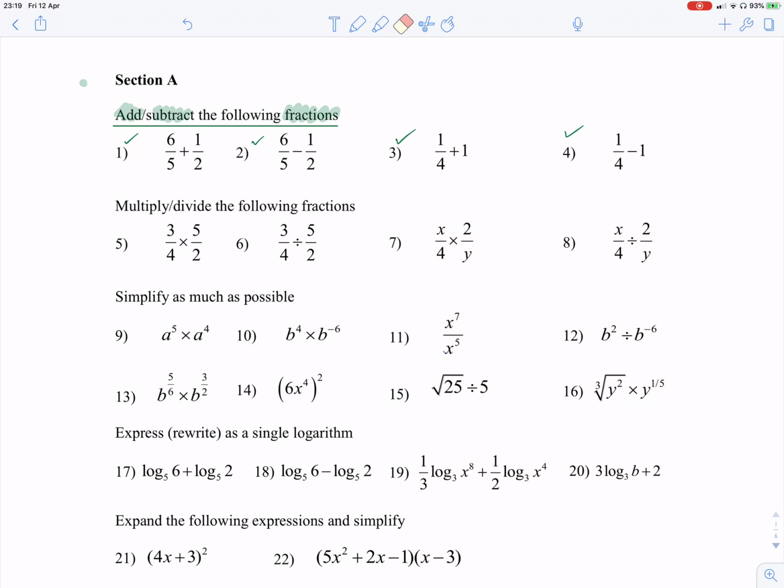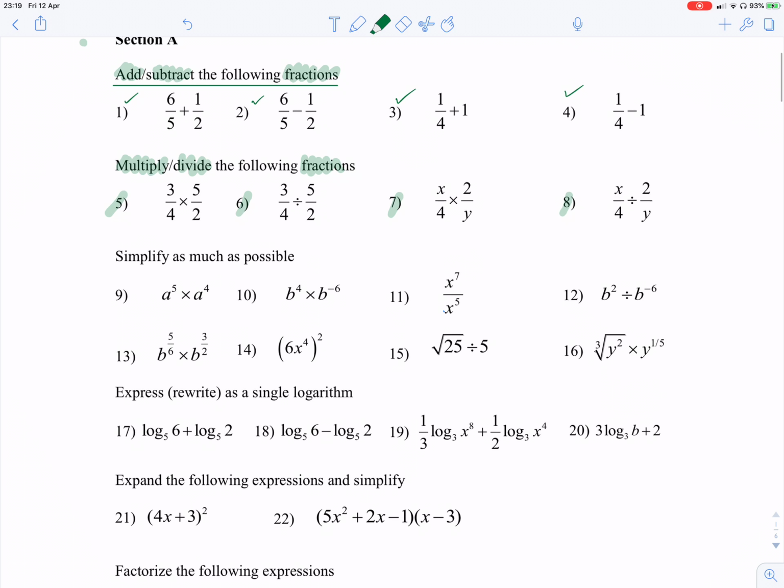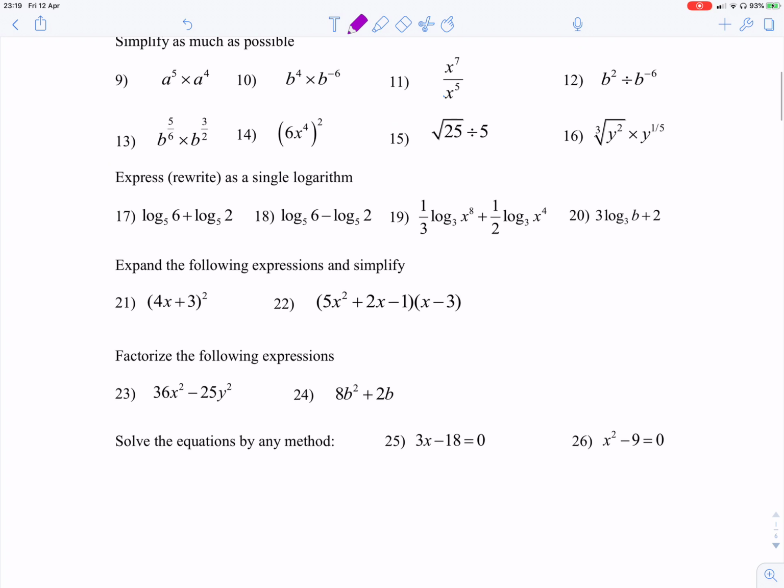In this video, I'm going to work out multiplication and division of fractions. So let's look at number 5, number 6, 7, and 8. Okay, so number 5 is 3/4 times 5/2.